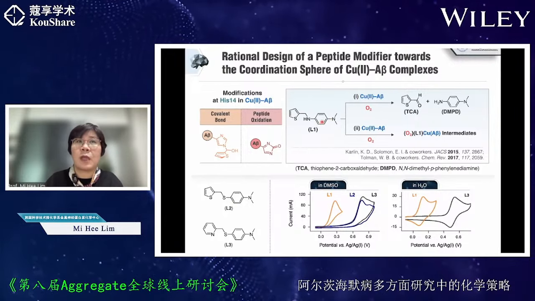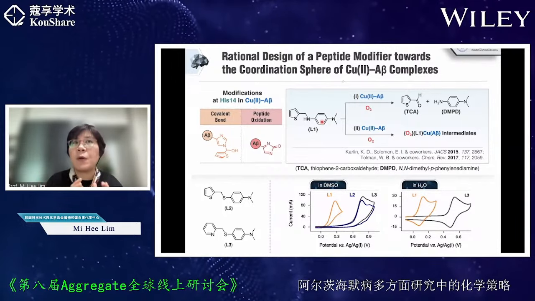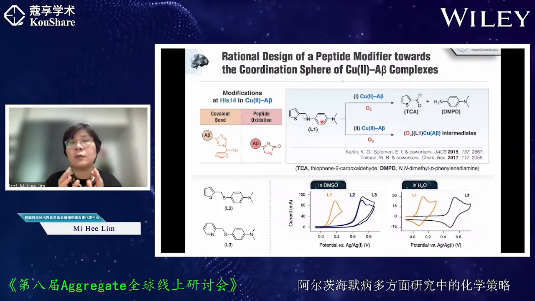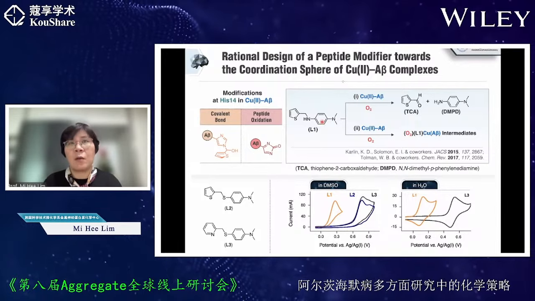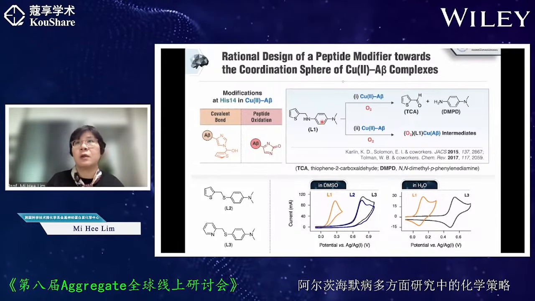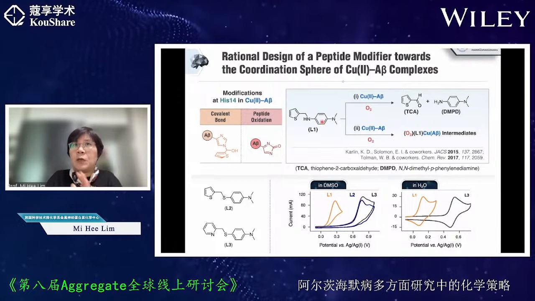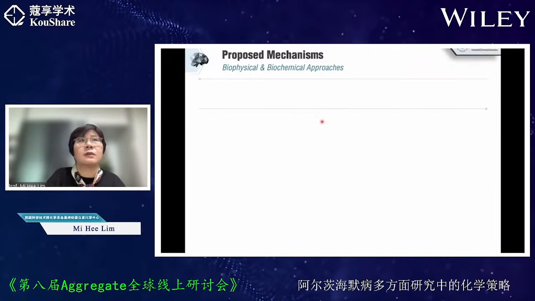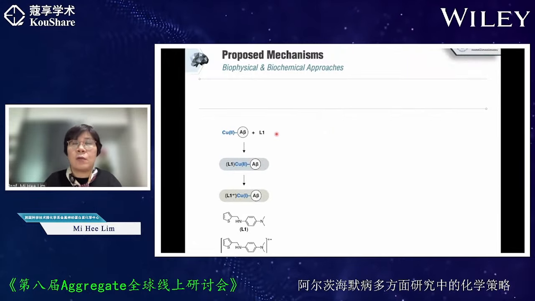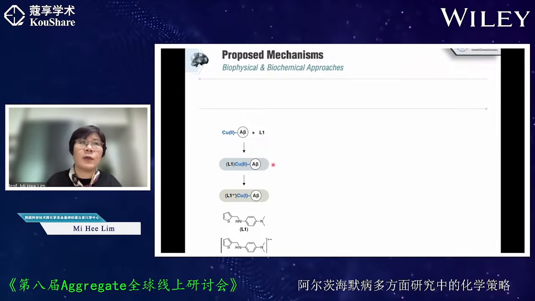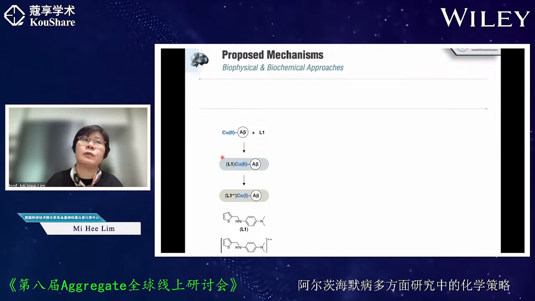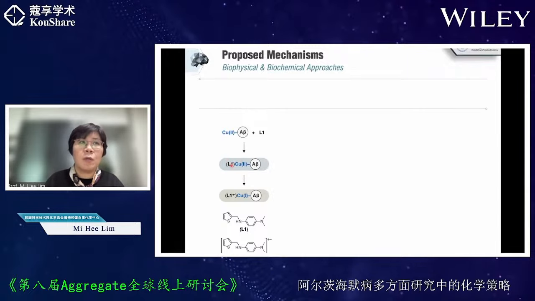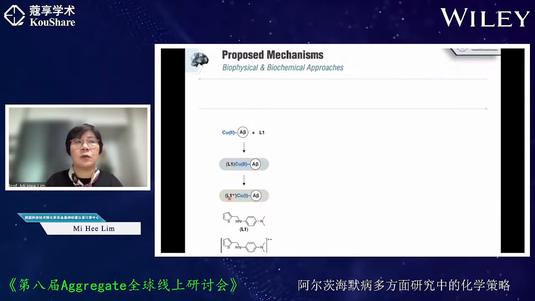We can achieve such activity because the redox potential of this L1 is very similar to the redox potential of the copper 1 and copper 2 A-beta complexes, so they can communicate electron transfer. Because of the time, I'm going to immediately show you our mechanism of how this compound works. In the copper A-beta with L1, a ternary complex is transiently generated, as shown here, and then there is electron transfer between the ligand and copper. One electron goes from the ligand to the metal center, so the ligand is oxidized and copper is reduced, from copper 2 to copper 1.